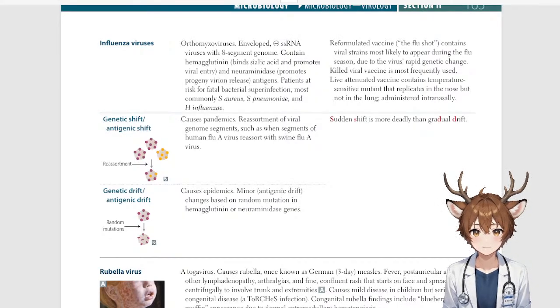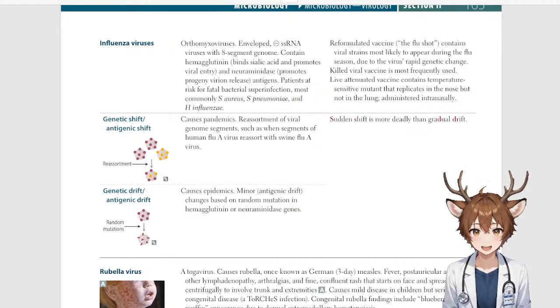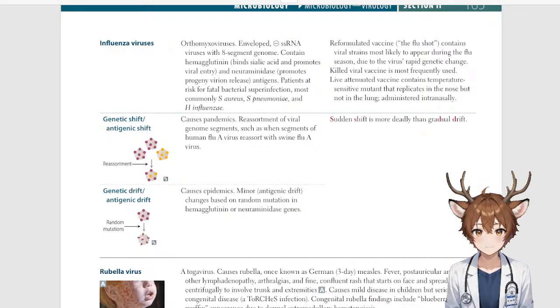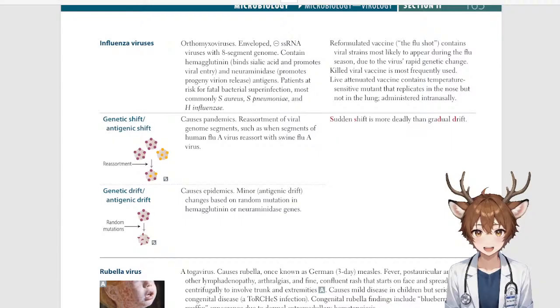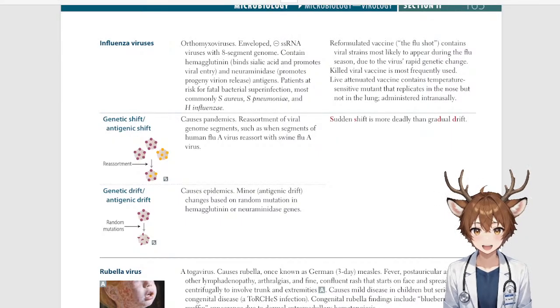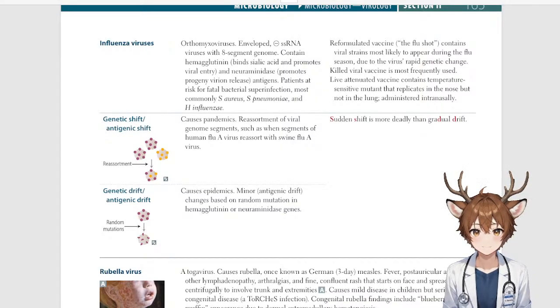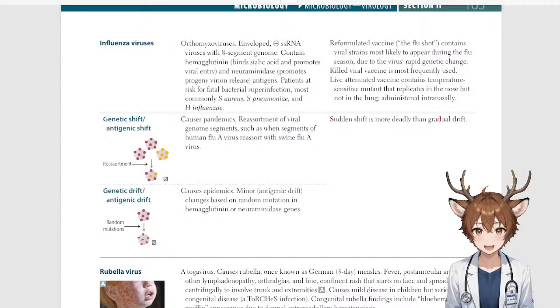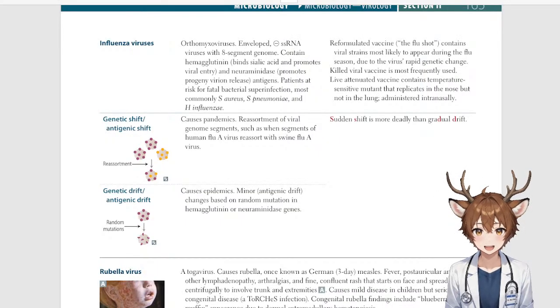Influenza viruses. Orthomyxoviruses are enveloped, negative sense, single-stranded RNA viruses with a segmented genome. They contain hemagglutinin, which binds to the sialic acid and promotes viral entry, and neuraminidase, which promotes progeny virion release. Antigens. Patient at risk for fatal bacterial superinfection, most commonly Staph aureus, strep pneumonia, and H. influenza. Treatment would be supportive plus or minus neuraminidase inhibitors like oseltamivir and zanamivir. Hemagglutinin lets the virus in. Neuraminidase sends the virus away.